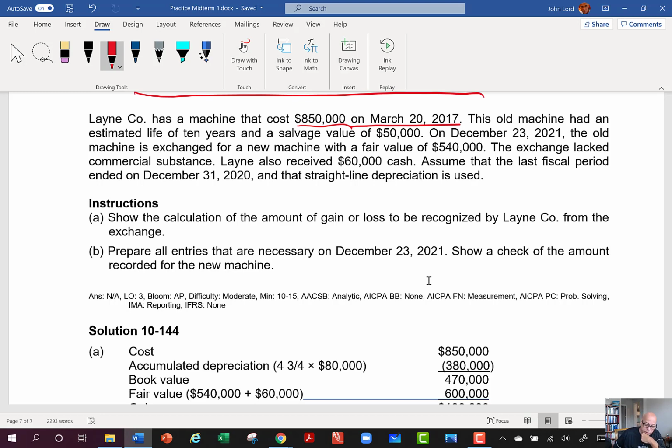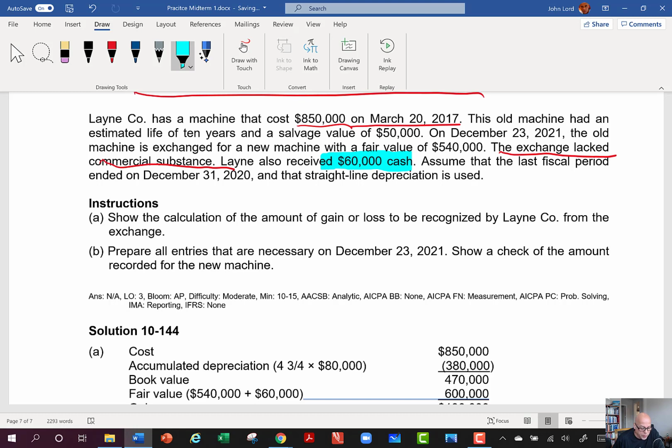The exchange lacked commercial substance. What are we going to do? We have to think about gains. If we receive cash, we can take a partial gain. If we paid the cash, we won't take a gain unless the cash constitutes 25% or more of the total consideration. Lane receives $60,000. So since they received $60,000, I know I'm going to have some gain on this.